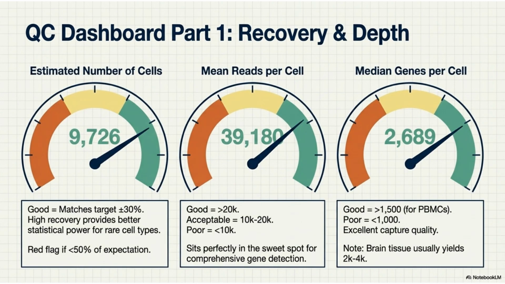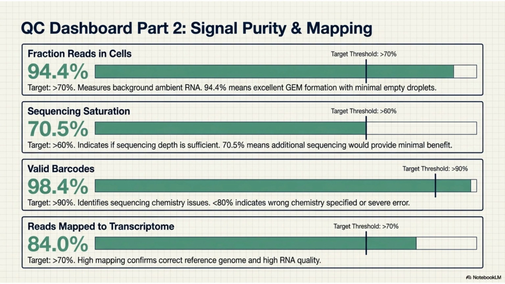Part 1 of the QC dashboard assesses recovery and depth. You should check the estimated number of cells, mean reads per cell, and median genes per cell. Good results match the expected number of cells, have over 20,000 reads per cell, and typically over 1,500 genes per cell.